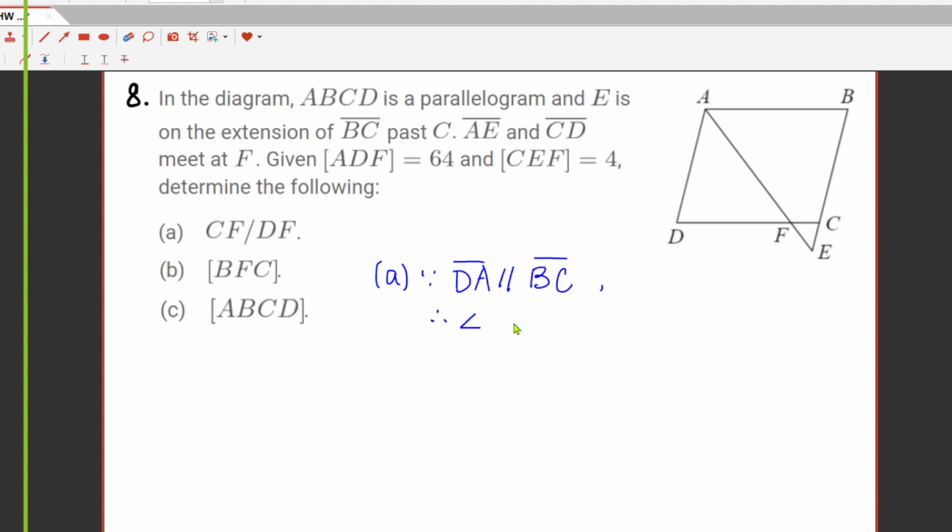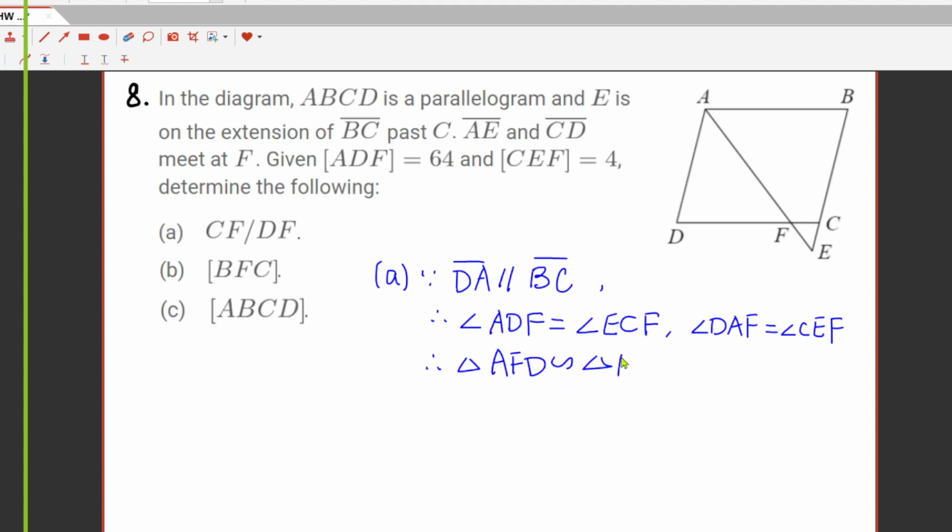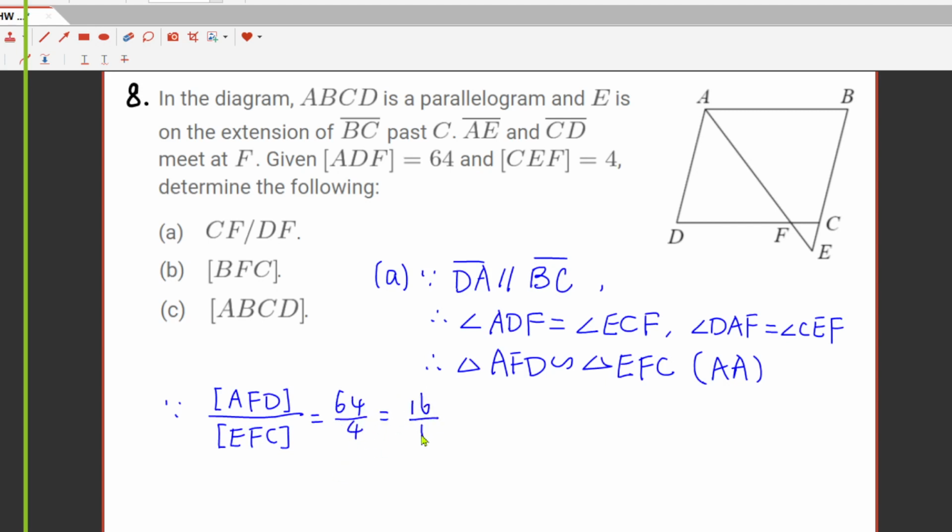Therefore, we have angle ADF equals angle ECF, and angle DAF equals angle CEF, right? This is what parallel lines tell us. Therefore, we know triangle AFD is similar to triangle EFC by AA similarity, right? Okay, then because we know the area of AFD over the area of EFC is 64 over 4, which is 16 over 1, right? Then their corresponding sides are in a ratio of the square root of it, right?